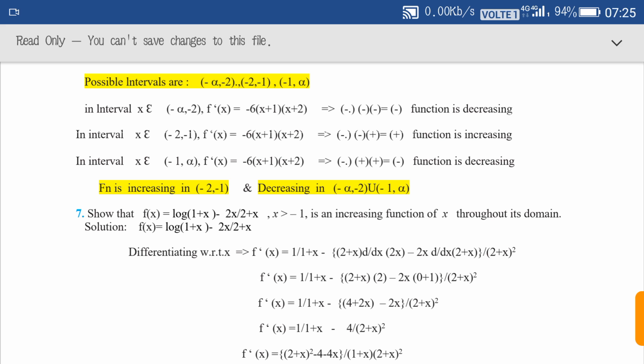Hence the answer will be: the function is increasing in the interval minus 2 to minus 1 and decreasing in the interval minus infinity to minus 2 union minus 1 to infinity.